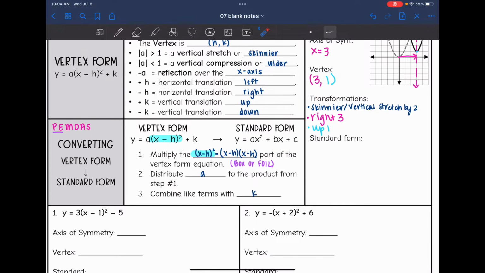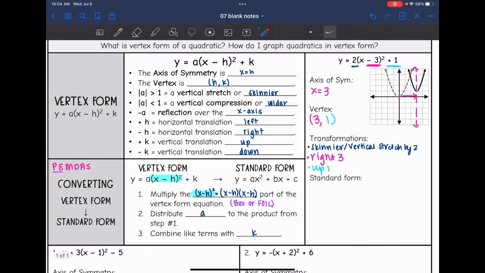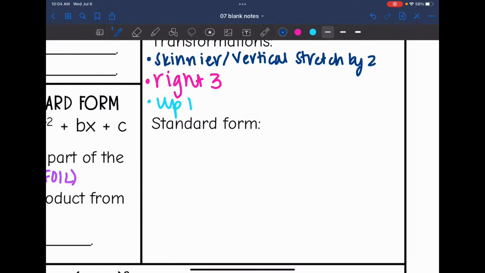So in this problem right here, I need to convert this to standard form. And let me write the problem. It was y equals 2 times x minus 3 squared plus 1. Okay, so the first thing I need to do is the x minus 3 squared.